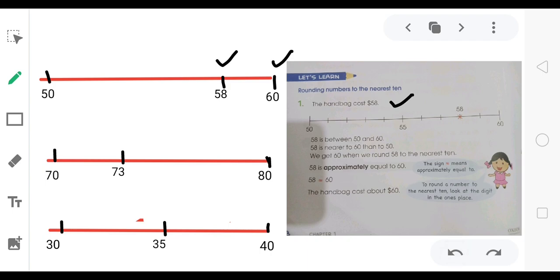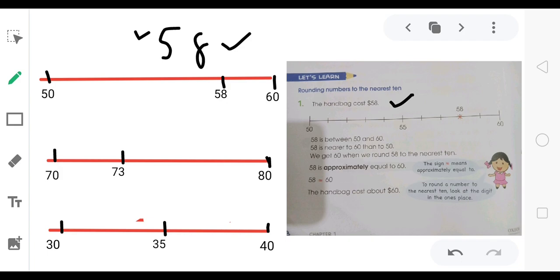So come to the number 58. Now look here. 5 is tens and 8 is ones over here. So can you tell me whether 8 is a strong number or a weak number? 8 is a strong number. It has the power to push the 5 to the next tens, that is 6 tens, and it becomes 60.